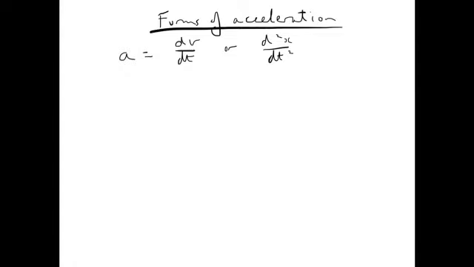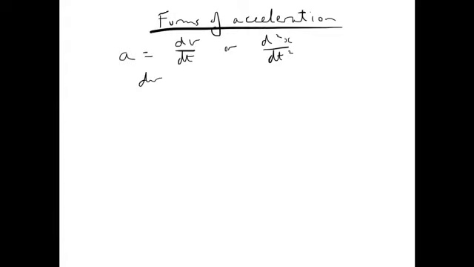Okay, we're now going to look at the different forms of acceleration. The most common thing that we know about acceleration is dv/dt, so it's a change in velocity over change in time. If you have velocity and you differentiate it, you get acceleration. However, acceleration could also be the second derivative of displacement, because if you differentiate displacement once, you get velocity. If you differentiate it again, you get acceleration.